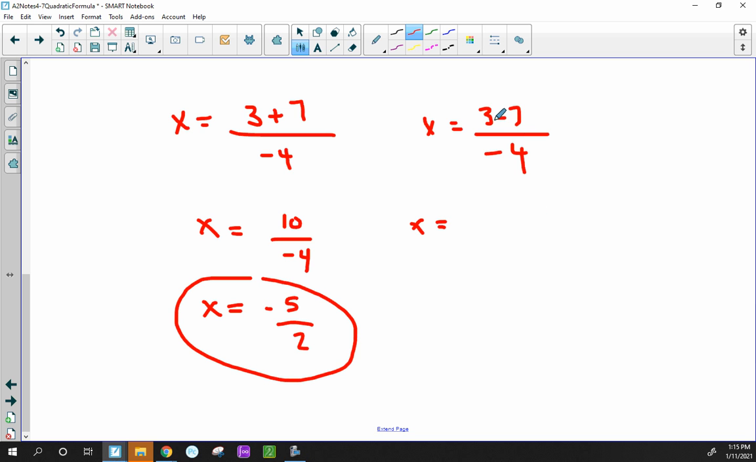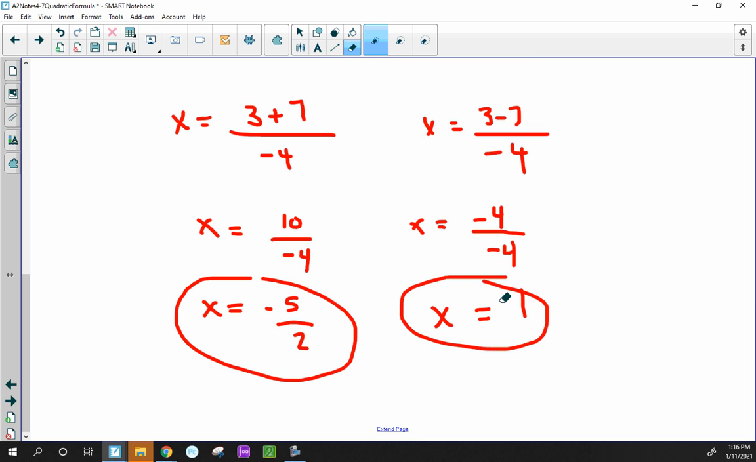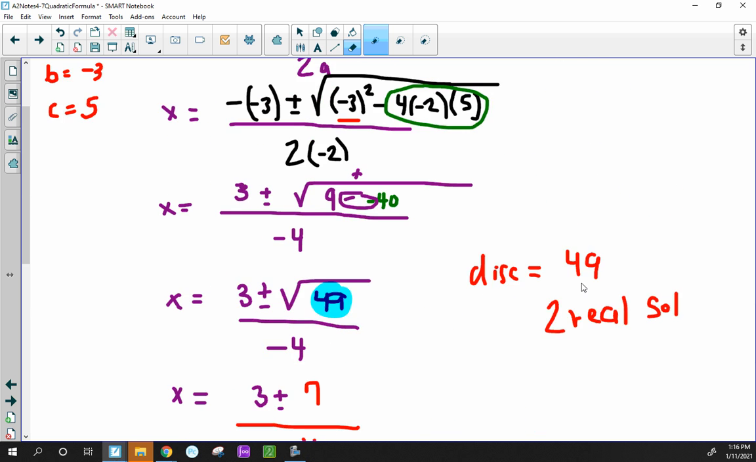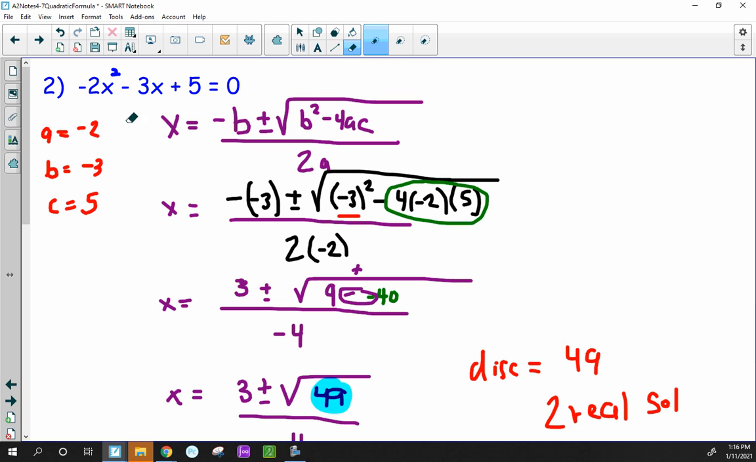And then for the second problem, I have 3 minus 7. Well, that answer is negative 4. And negative 4 divided by negative 4 is a positive 1. So please notice that these answers are different. I've had people in the past that thought if this one's negative 5 halves, they would expect this to be the opposite sign. That is not the case. So please be careful. Make sure that you're working it out like I'm showing you here, and that way you avoid a silly mistake. Negative 5 halves and positive 1 are the 2 solutions to question 2.